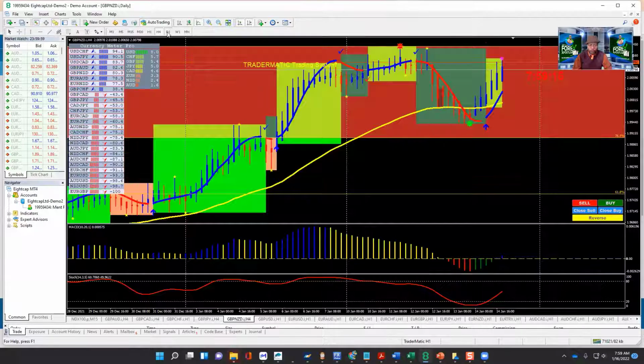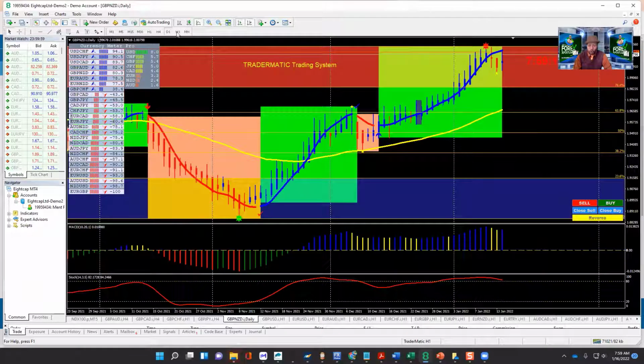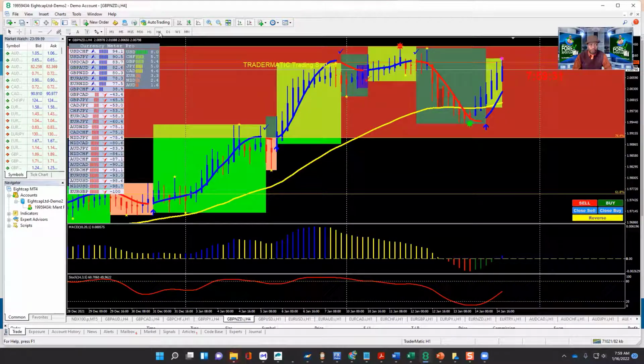Okay, it's been up for a while. GBPNZD has been up for a while. So right now we are overbought on our stochastic. We are also above the zero line on MACD Pro. So what I will be expecting for GBPNZD also is to retrace.